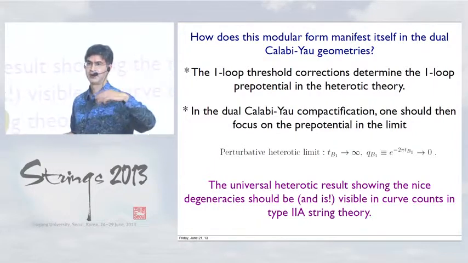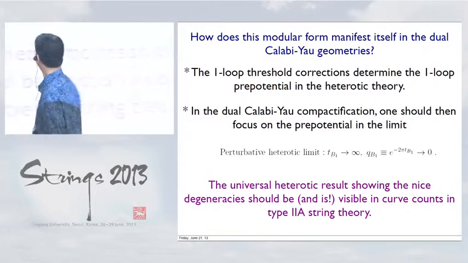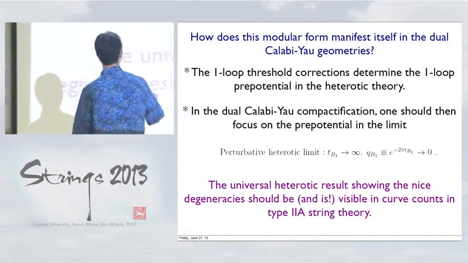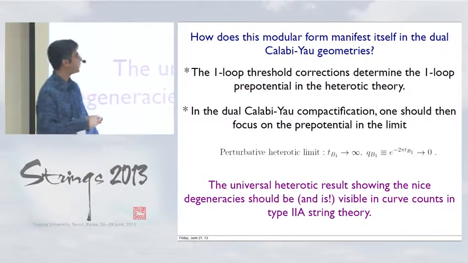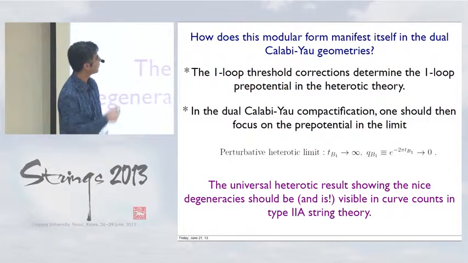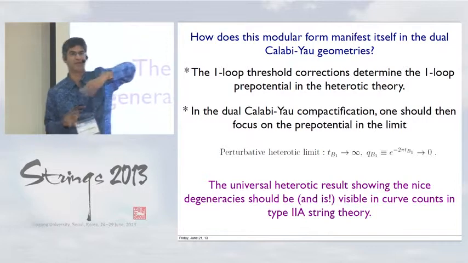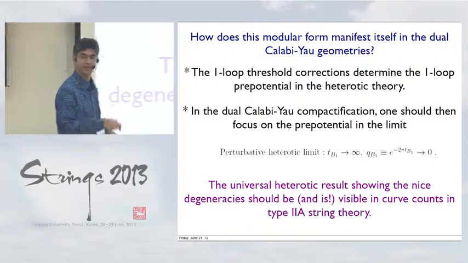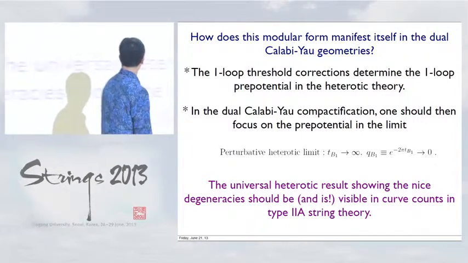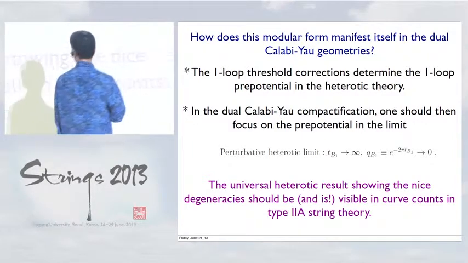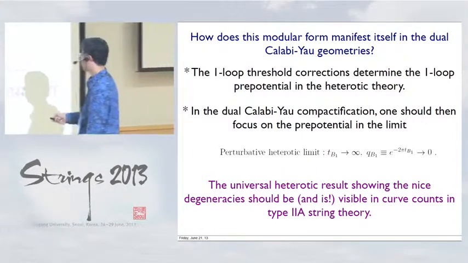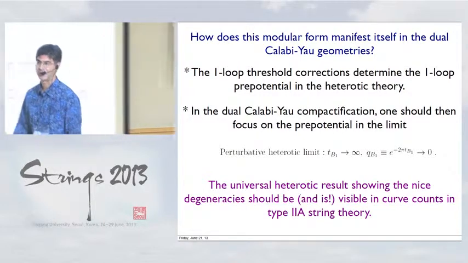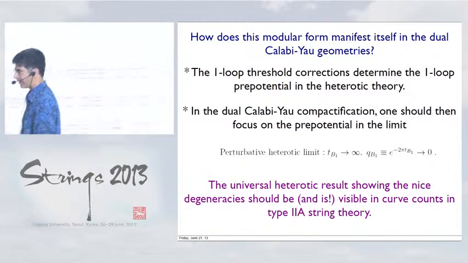There's some quantum cohomology calculation that you do. And the perturbative heterotic limit maps to the limit where you compute this quantum cohomology, or you count curves, when the base of the dual Calabi-Yau is extremely large. That's large volume for the base in type 2. So the universal heterotic degeneracies, if we can understand them in type 2 strings, should be visible in curve counts in a certain limit of type 2A Calabi-Yau compactification.